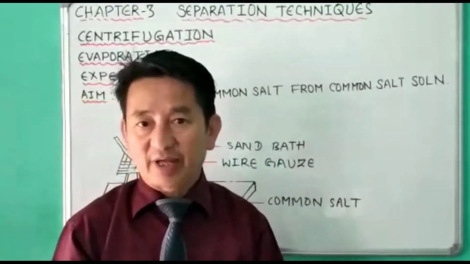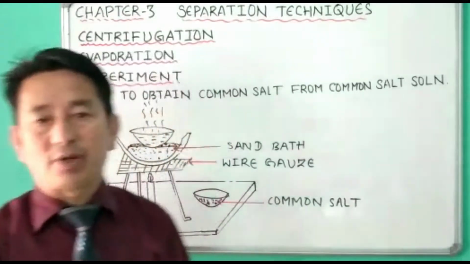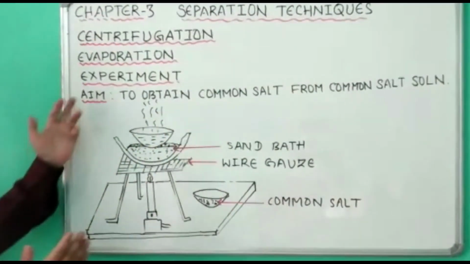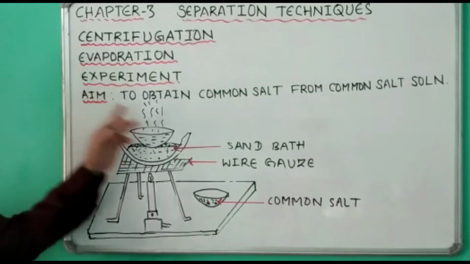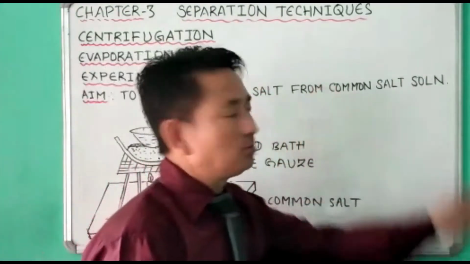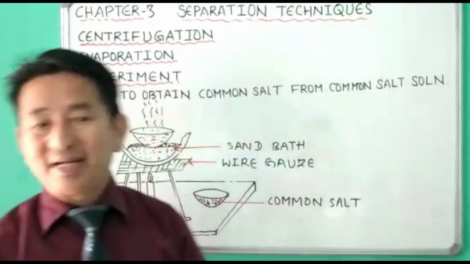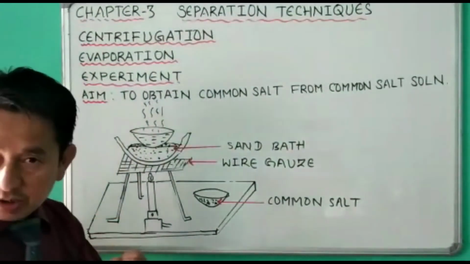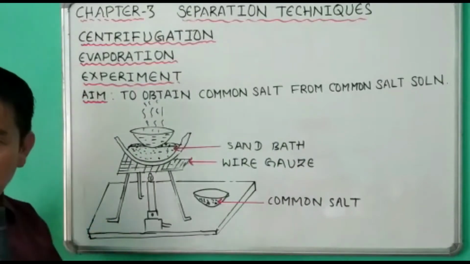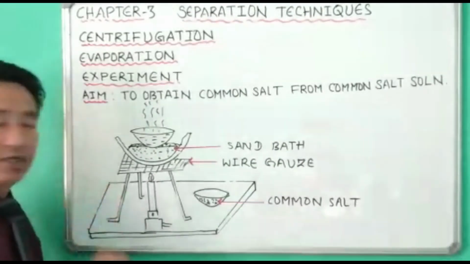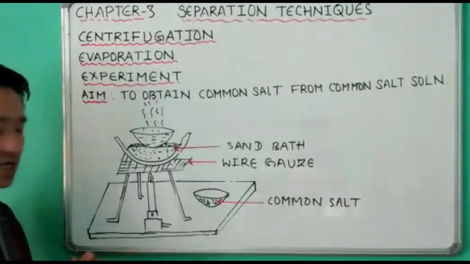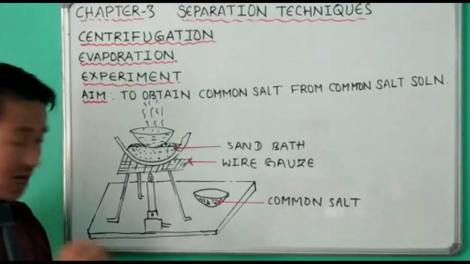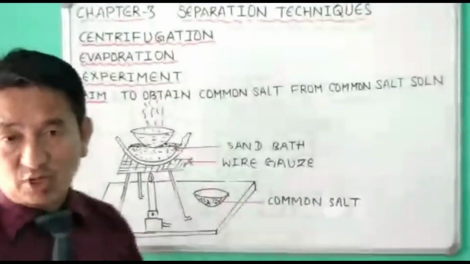Now I would like to explain the process of evaporation through a simple experiment aimed to obtain common salt from common salt solution. Materials required: water, salt, beaker, glass rod, china dish, wire gauze, tripod stand, Bunsen burner, etc.